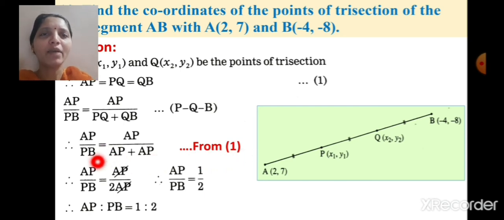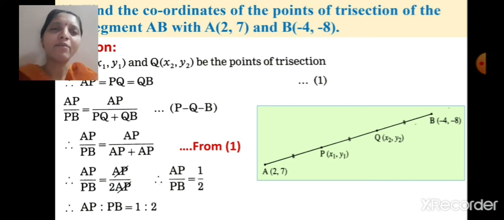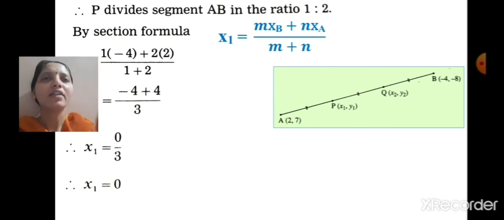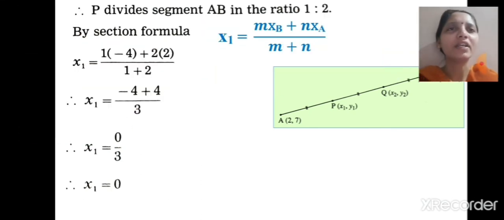Therefore AP upon PB is equal to AP upon AP plus AP is 2AP. Therefore, now AP you can cancel. You will get AP upon PB is equal to half. Therefore, AP is to PB is equal to 1:2. Okay, that means this point P divides segment AB in the ratio 1:2. So let's write down that. Therefore, point P divides the segment AB in the ratio 1:2.